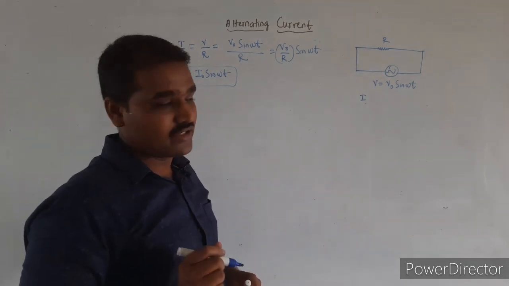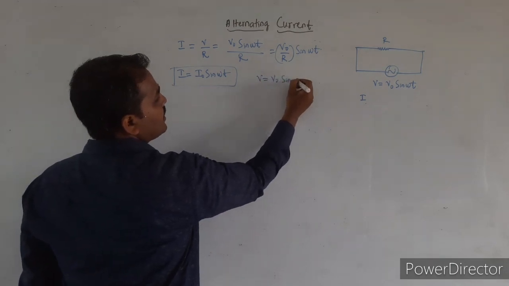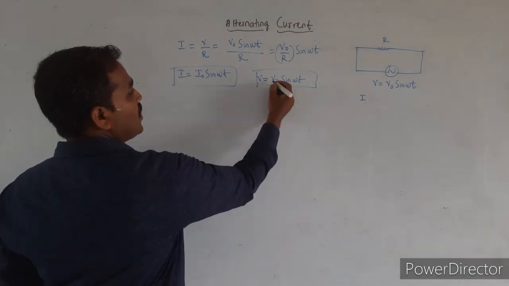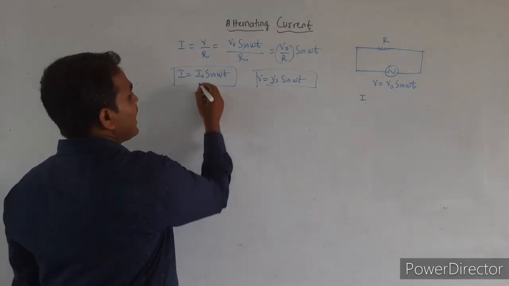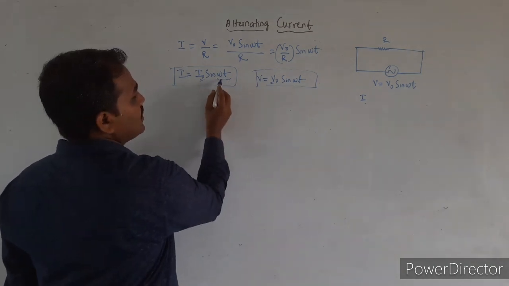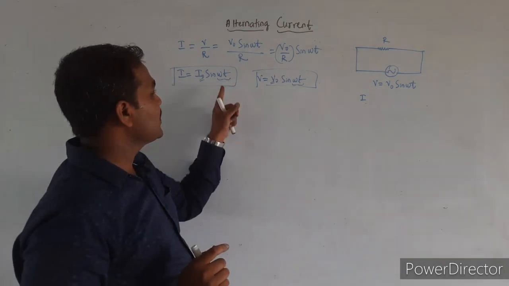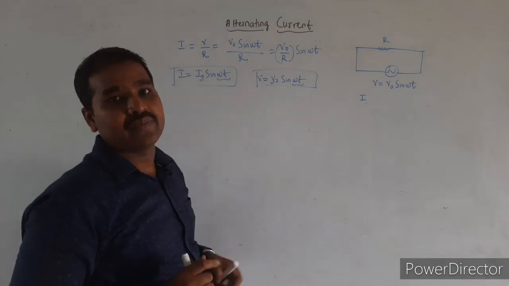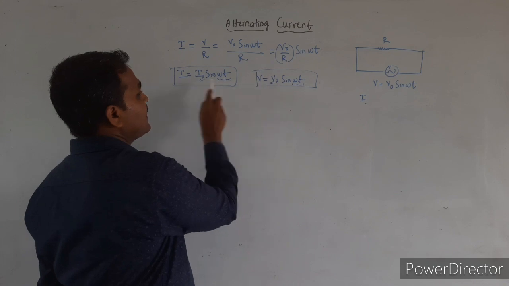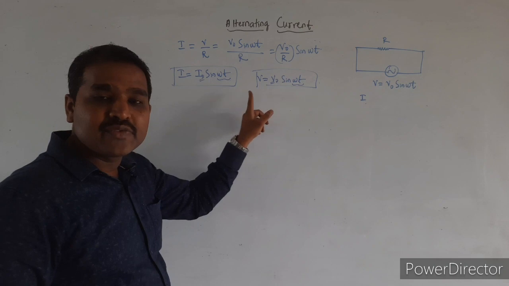Compare the equations V is equal to V naught sin omega t and I is equal to I naught sin omega t. Here V naught is the peak value of the voltage and I naught is the peak value of the current, and look at the phase here. The phase here is omega t, here also I have omega t. There is no phase difference between this omega t and this omega t. Hence, we can say both alternating voltage and current are in phase with each other.